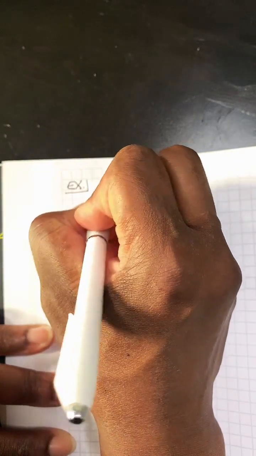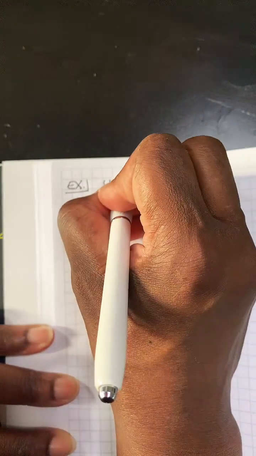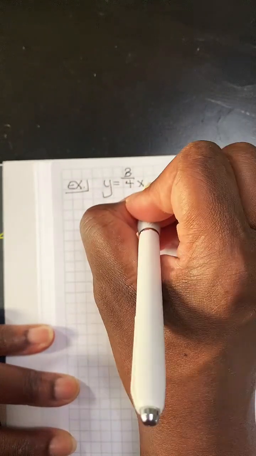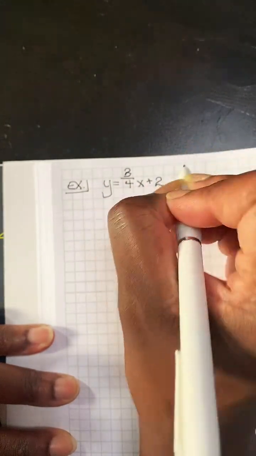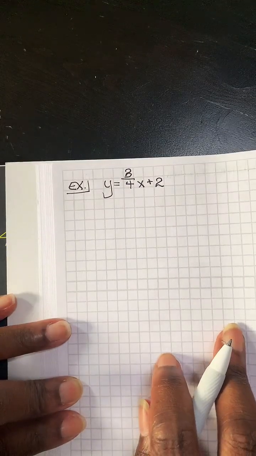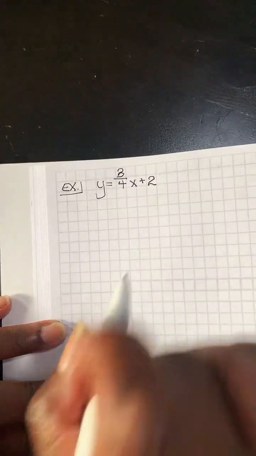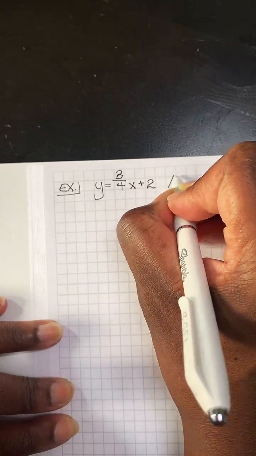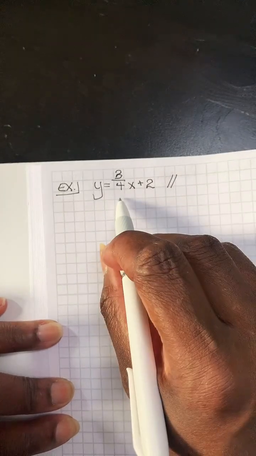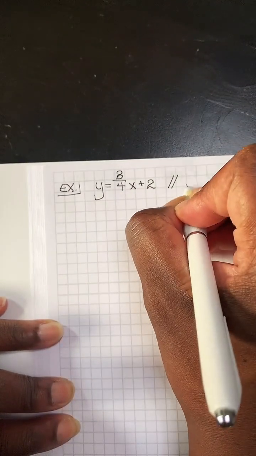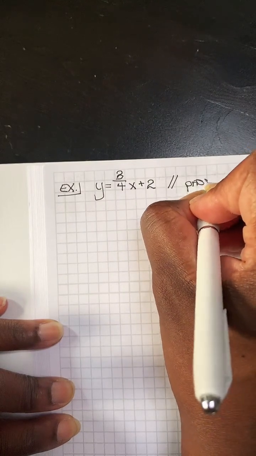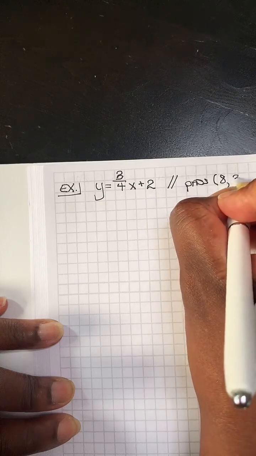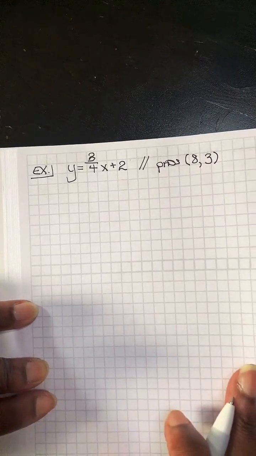All right, so let's say we have 3/4 x + 2. So let's say we have a line, and we want to find the equation of the line that is parallel to this equation, and it must pass through the point (8, 3).